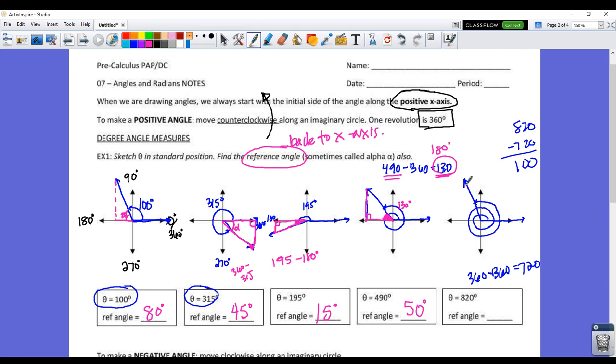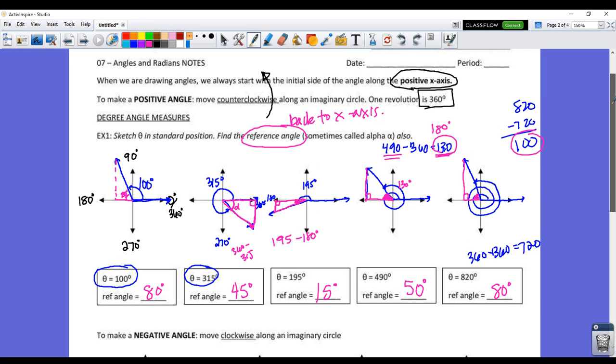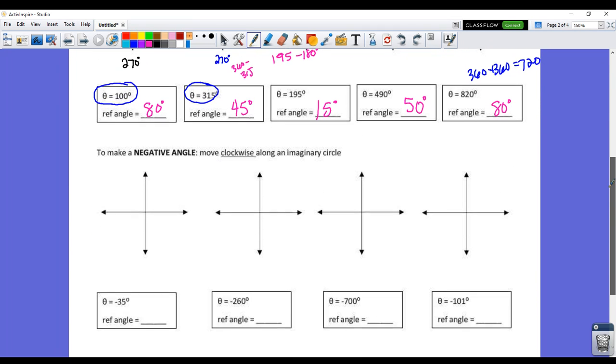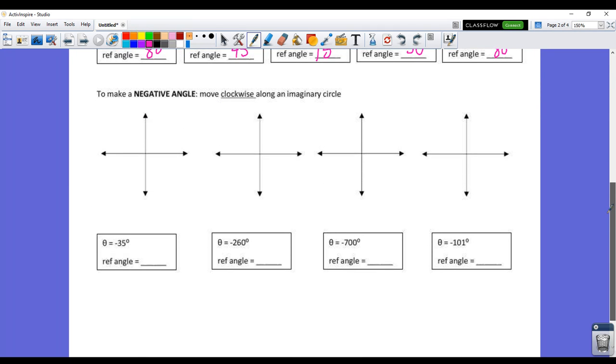So then our reference angle, once again, that takes us back to the x-axis, is going to be 180 minus the 100. Okay, because this blue angle is the same as a 100 degree angle. So this is also going to be 80 degrees. Okay, so our reference angle is what takes us back to your x-axis.